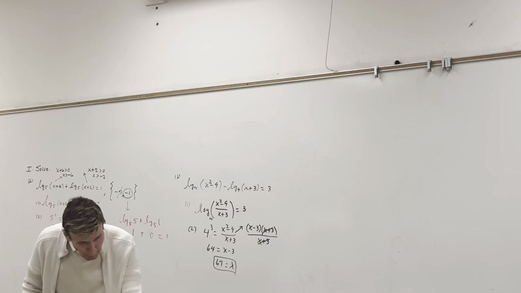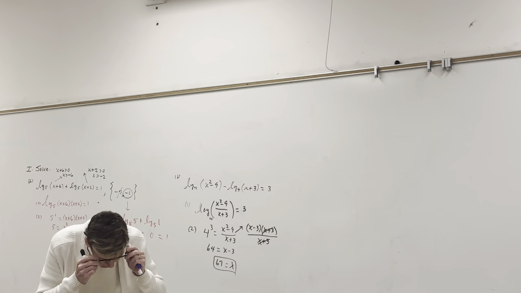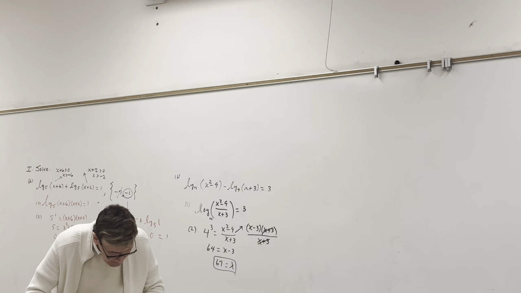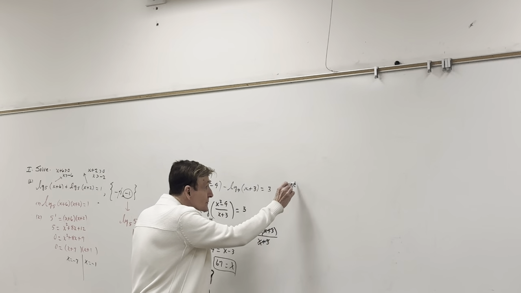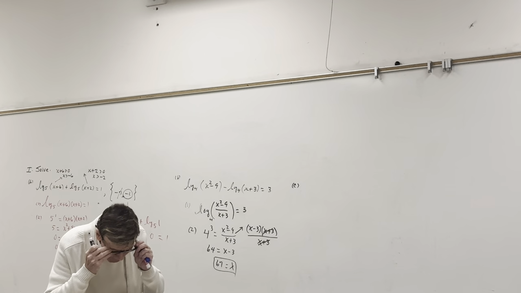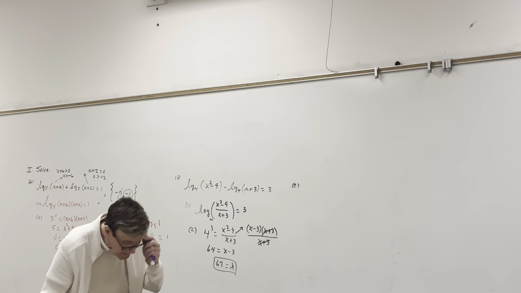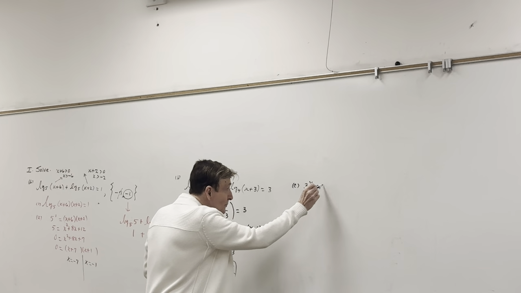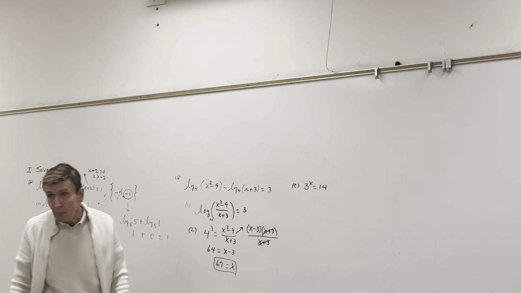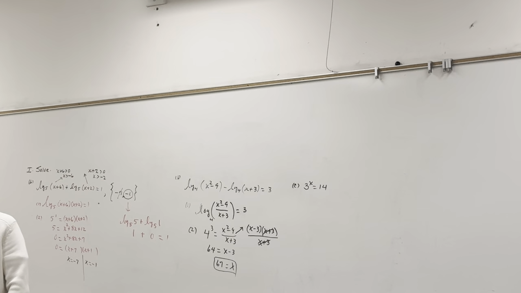Now, I brought this one in. It may not be on your handout. Oh, no, hang on. There's one more on the handout. Letter C. It's on your handout. I'm looking at actually number 6. All of a sudden you see this, no logs. 3 raised to the x is equal to 14.